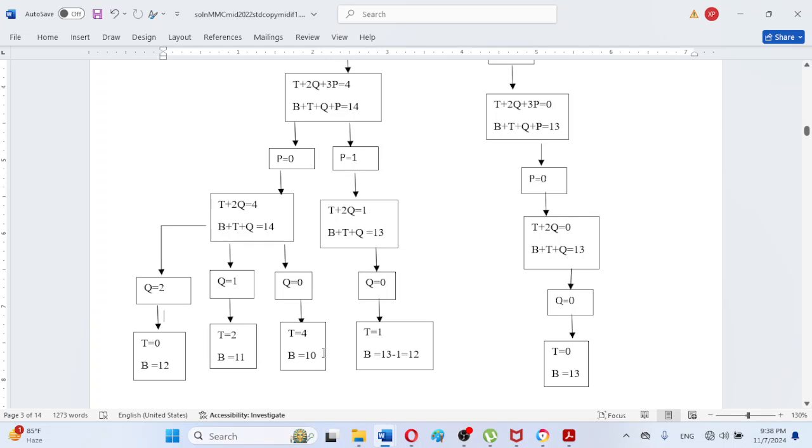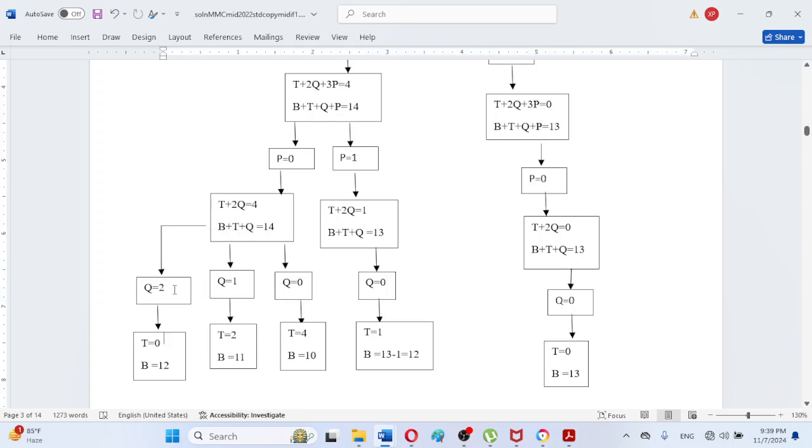So this will be the first set: 4 ternaries and 10 binaries. And for the second set, q will be equal to 1 in this equation. So if q is equal to 1, 4 minus 2 will be equal to t, so ternary links will be 2, and the lower equation will give 1 quaternary and 2 ternary. So that means b plus 3, and 14 minus 3 will be equal to 11. So 11 binaries, 2 ternaries and 1 quaternary. So 11 plus 2 is 13, and plus 1 is 14. So hence the second set has been obtained.